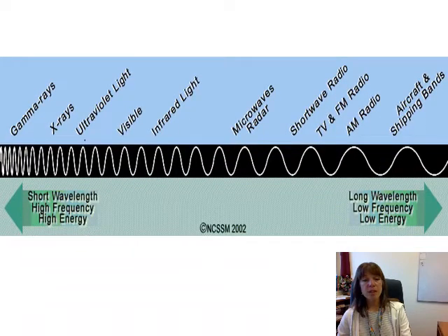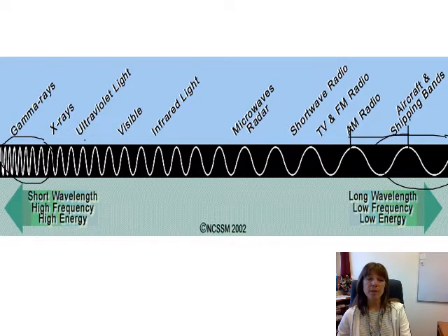I have another picture here that I like that shows the differences in wavelength in the electromagnetic spectrum. The gamma rays have a short wavelength and a high frequency, and then things like radio waves have a very low frequency and a long wavelength. So that kind of gives you an idea of the differences in the electromagnetic spectrum. And then our visible is right here in the middle.